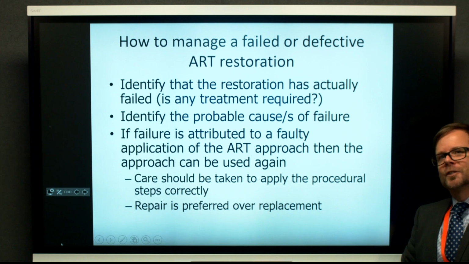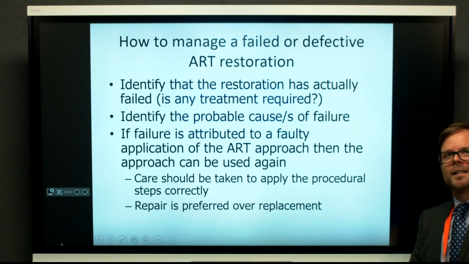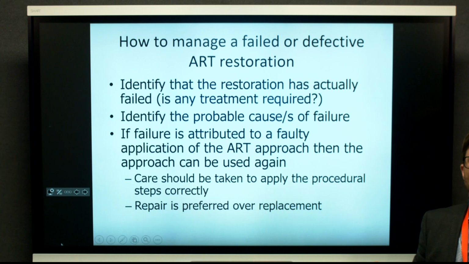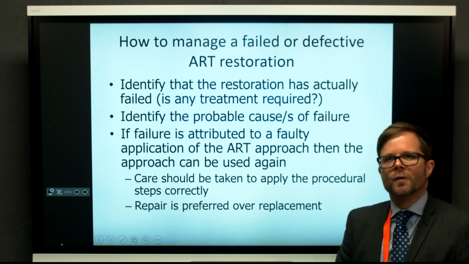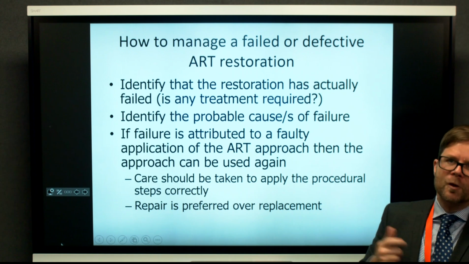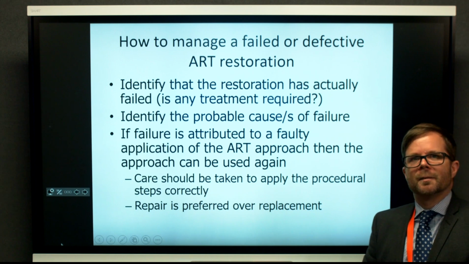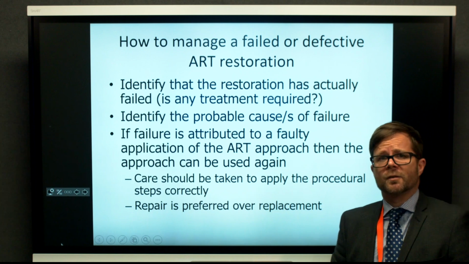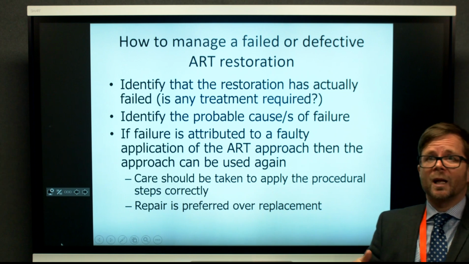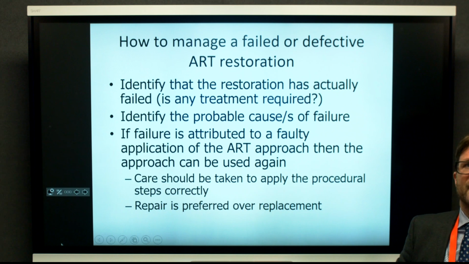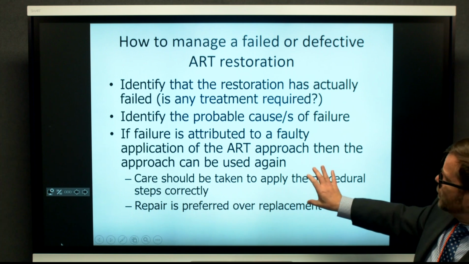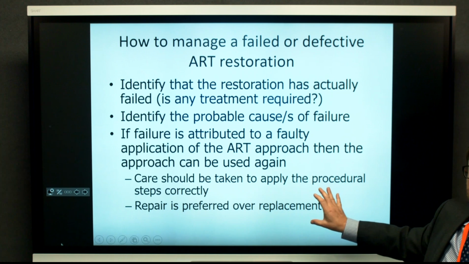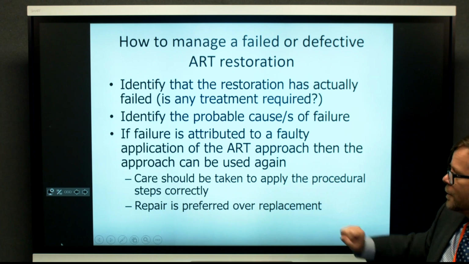So the first thing to do when you see a failed restoration is to ask yourself why. Why has it failed? What is the reason for the failure? And if you know that, that will stop you from making the same mistakes a second time. Commonly we don't ask ourselves why restorations fail, we just replace them and we see them failing again. Okay? But if you apply the procedural steps correctly, then you will reduce the failure rates.